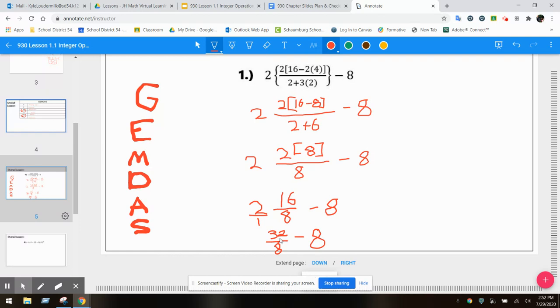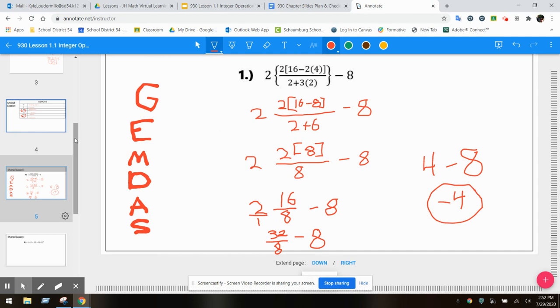Okay, 32 divided by 8 is 4. Sorry, I'm going off to the side, but I ran out of room. 4 minus 8 gives me a grand total of negative 4. Some ask, is it important that you leave the negative? Absolutely. Negatives are incredibly important. If I didn't put the negative in there, I'd be way off. Okay, negative 4 is a far different situation than positive 4. And that's my final answer for number 1.